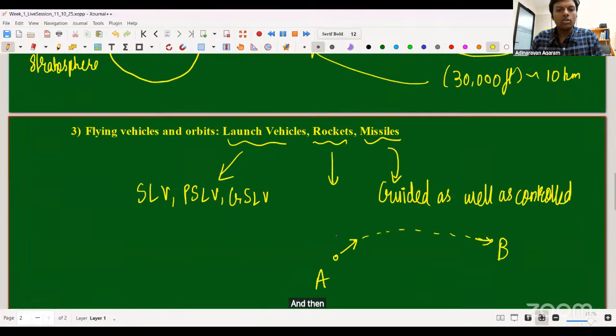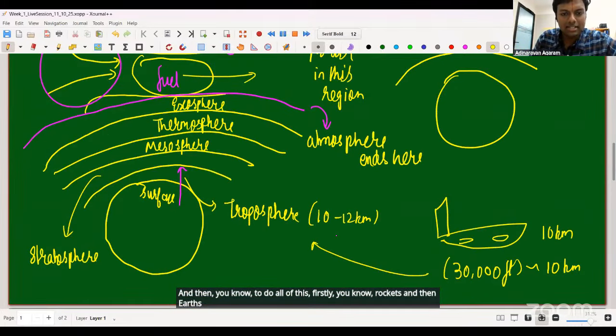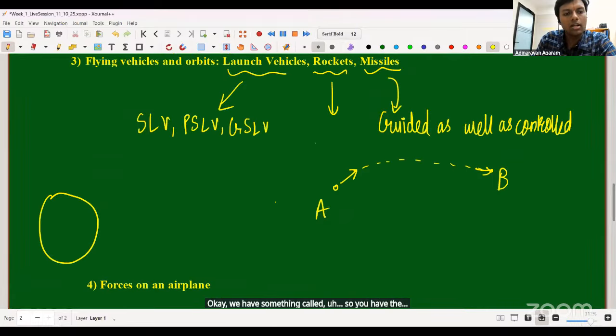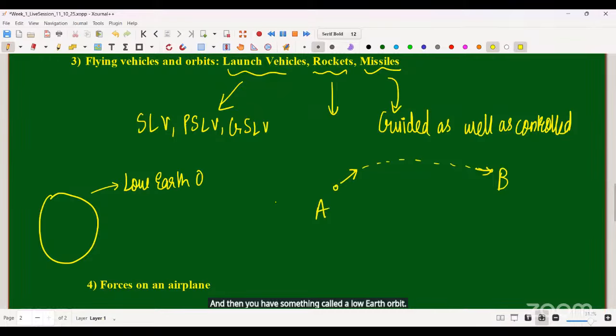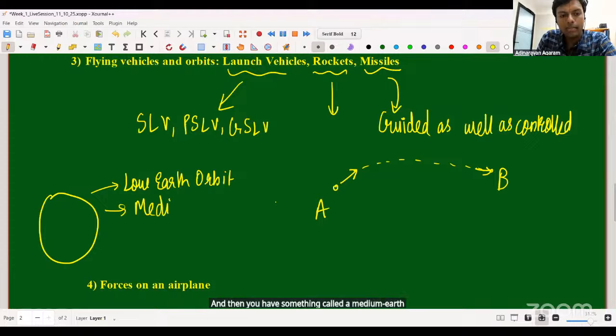Just now I discussed the components of the atmosphere. We also have different kinds of orbits. So you have the Earth, and then you have something called a low Earth orbit. And then you have something called a medium Earth orbit.